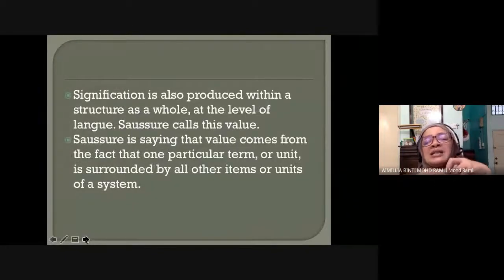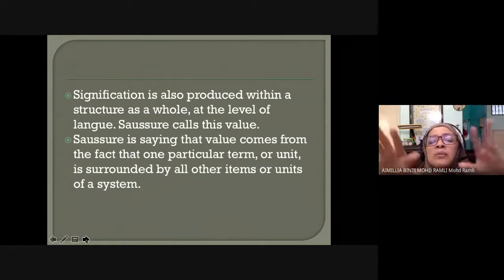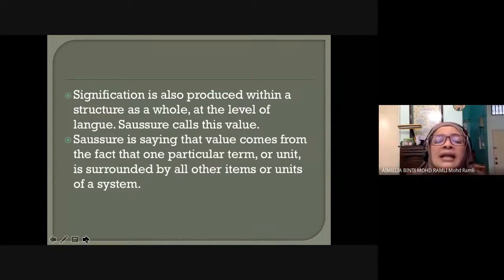Signification is also produced within a structure as a whole at the level of langue. Saussure calls this value. So meaning, if you want to use the word meaning, is also produced within a structure as a whole at the level of langue, and Saussure calls this value. Saussure is saying that value comes from the fact that one particular term or unit is surrounded by all other items or units of a system.